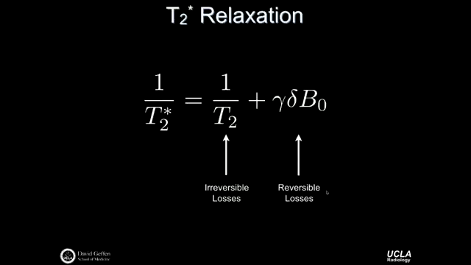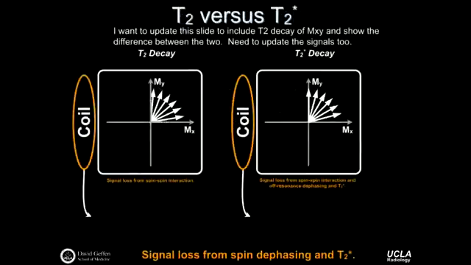I said it, and you may not believe me yet because you haven't seen the math, but these signal losses are in principle reversible. When they're reversible, then T2 star just converges down to T2. These things are reversible when we use a spin echo. They're not reversible when we use a gradient echo. And so sources of off-resonance cause T2 star to be even lower than the underlying T2 of the tissue of interest.